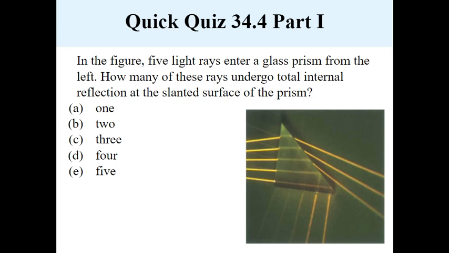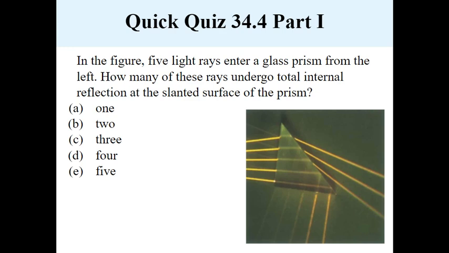But it's also worth pointing out that in the bottom surface of the prism, all 5 rays do pass through, because all of them are incident below the critical angle, right? They're hitting the bottom surface of the prism pretty much perpendicular to the normal, so they're going to transmit through.